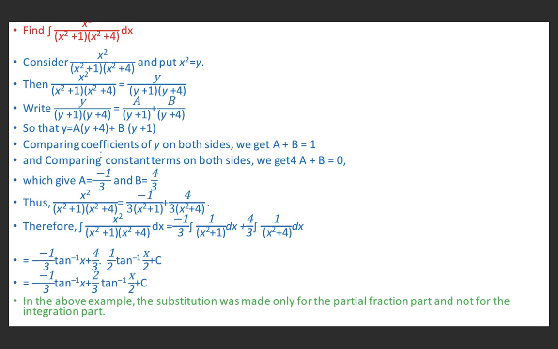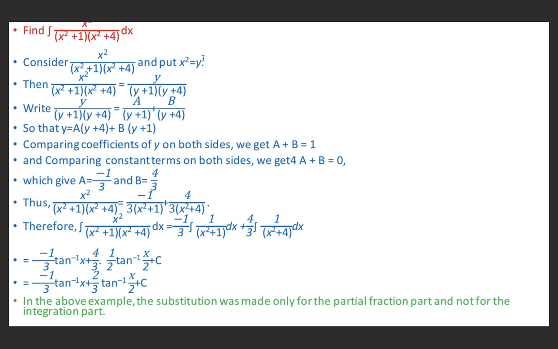So now we will integrate the function x square upon (x square plus 1)(x square plus 4) dx. I am trying to take an example of each kind so that you understand how to solve rational functions using partial fractions. For this type of function, here also you have x square, here also you have x square, here also you have x square. So you have the same term everywhere. So it will be easy for us to solve this type of function by substituting x square equal to y.